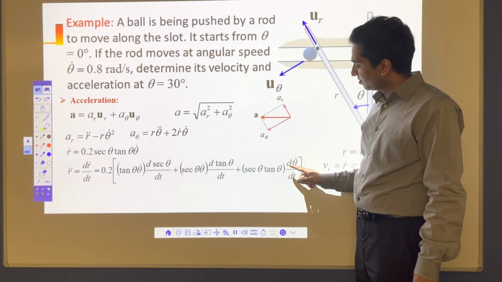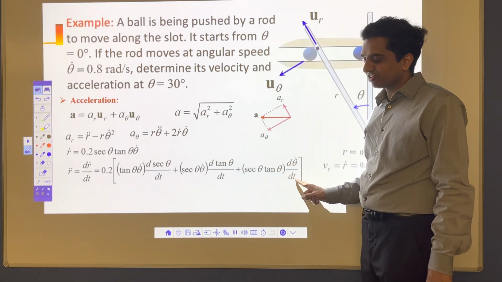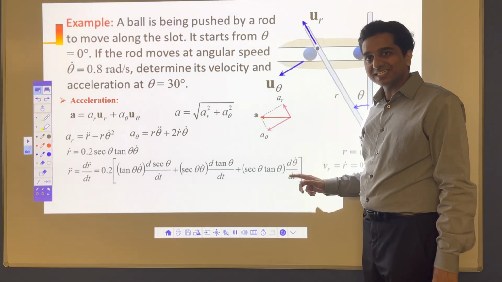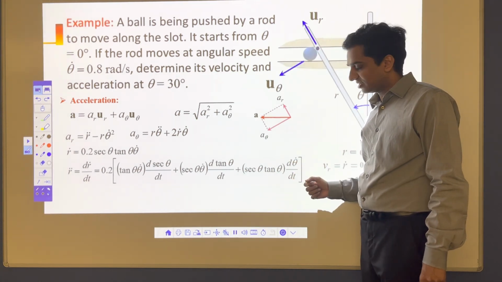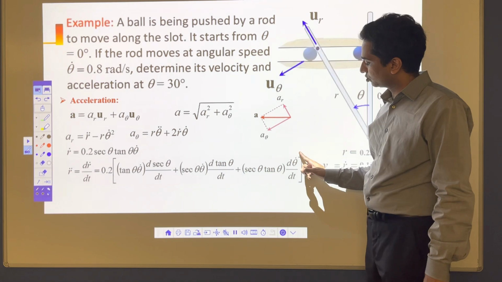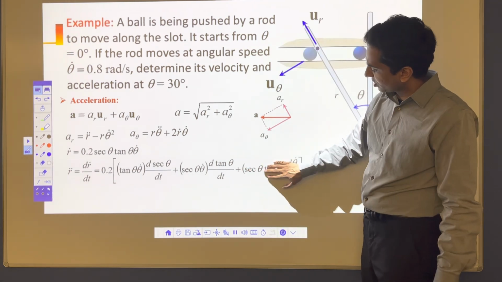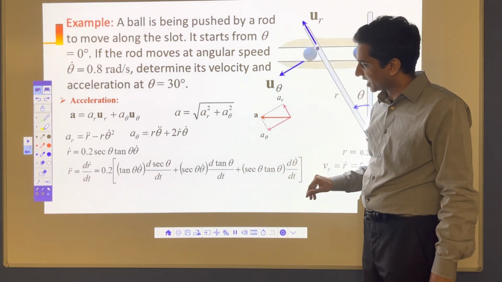This term, d theta dot by dt, is nothing but theta double dot, that is angular acceleration. The derivative of angular velocity will be angular acceleration. In this case, angular acceleration is 0. So this term becomes 0, and the entire term will become 0, and you will see that.